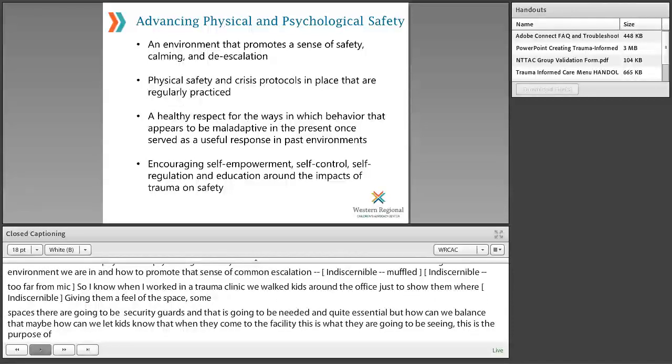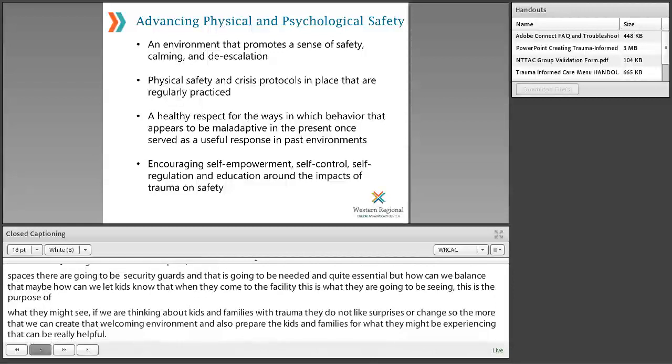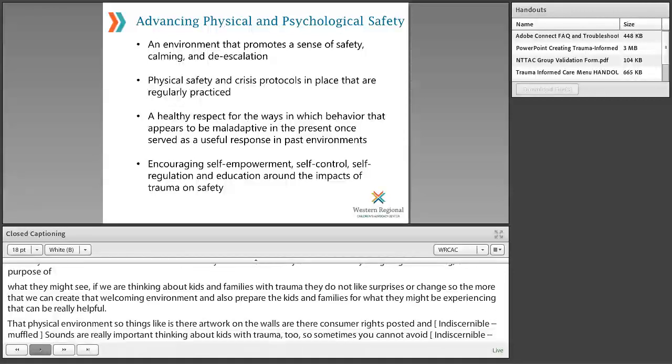Then there's the physical environment, so things like, is there artwork on the walls? Are there consumer rights posted? And is that reviewed with kids and families that come into your organization? Sounds are really important when we're thinking about kids with trauma too. Sometimes we can't avoid those loud intercom systems or slamming doors, but maybe when we sit down with those kids and families, we can let them know that this is something they might expect. That transparency and communication is really what encourages a sense of safety.